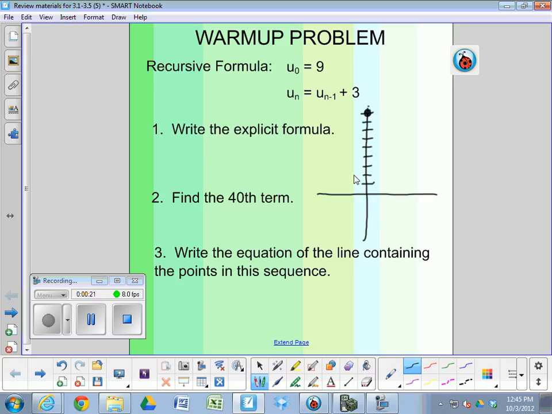And from there, for every new term that you add, or for every time that you go over on the x-axis, how far up should we travel? 3. So you go over 1, up 3 every time. So where would the next point be? How far up? 12. 1 comma 12.